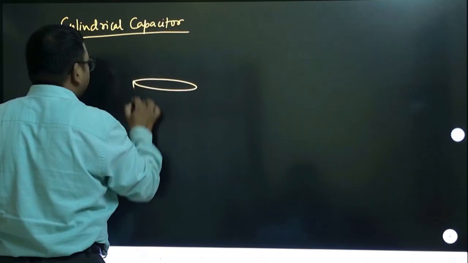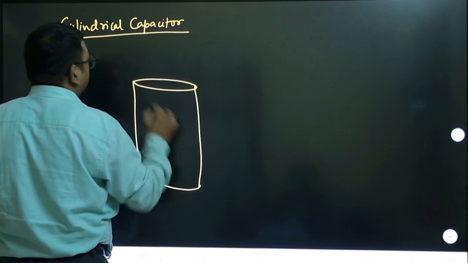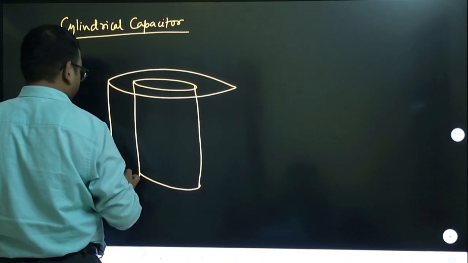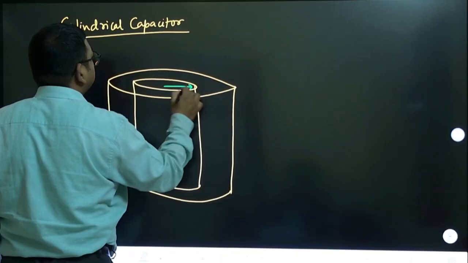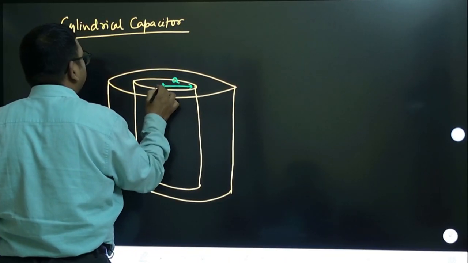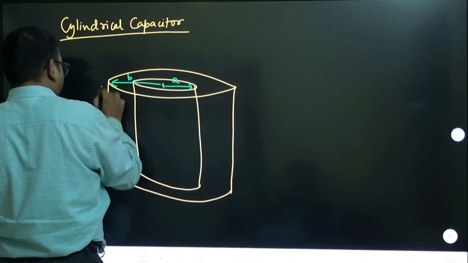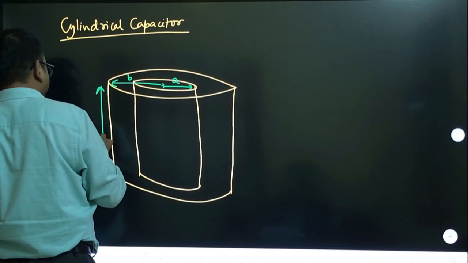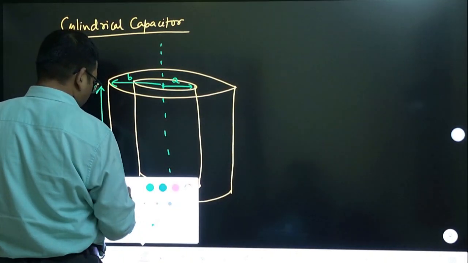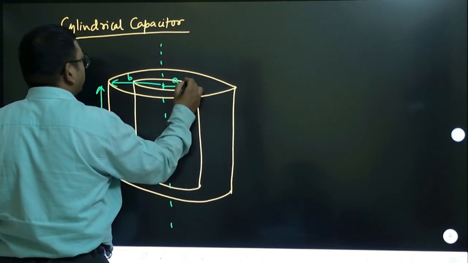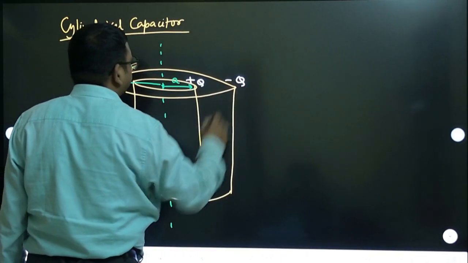Cylindrical capacitor. Suppose this is one cylinder and this is another cylinder, and let us say the inner cylinder has radius a, the outer cylinder has radius b, and the length of the cylinder is L. This is the axis of the cylinder. The inner cylinder has charge plus Q, the outer cylinder has charge minus Q.